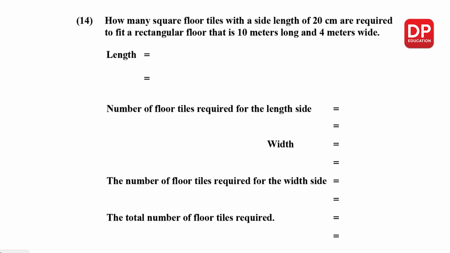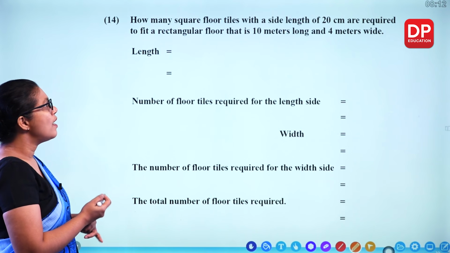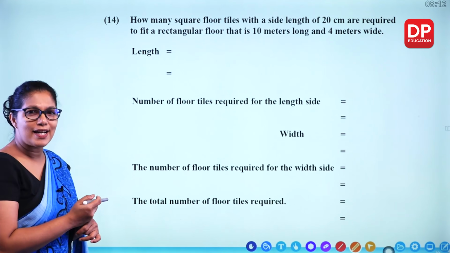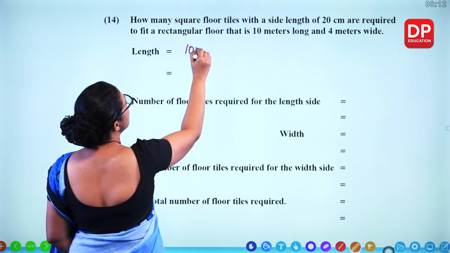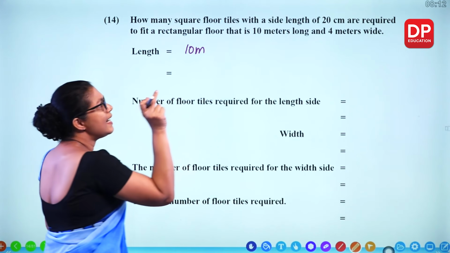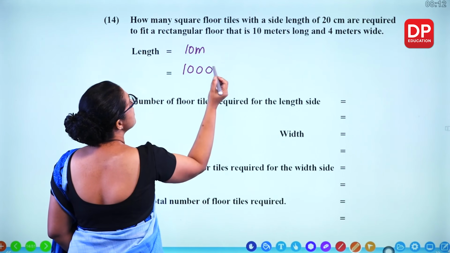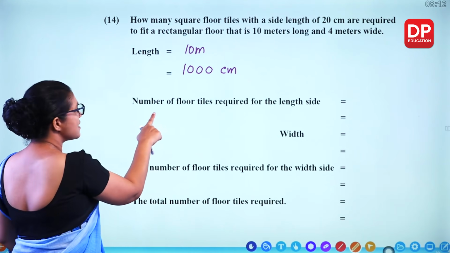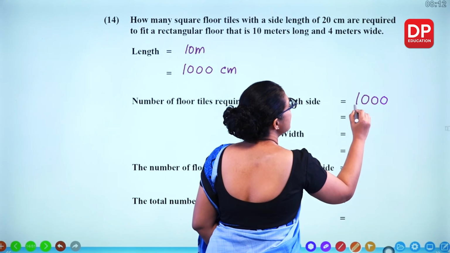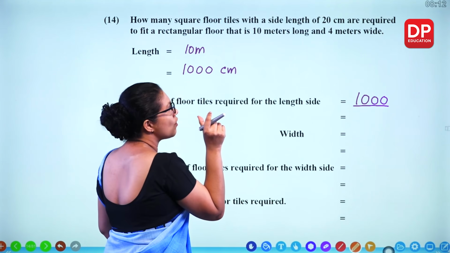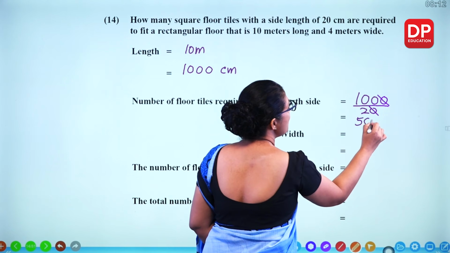This one, how many square floor tiles with a side length 20 are required to fit a rectangular floor that is 10 meters long and 4 meters wide? Similar question. So what's the length there? 10 meters. Convert to centimeters because the tile length is in centimeters. So multiply by 100, you get 1000 centimeters. So what's the number of tiles required for the length side? You take the length, divide by length of one tile. That's 20. You get 50 tiles you need.